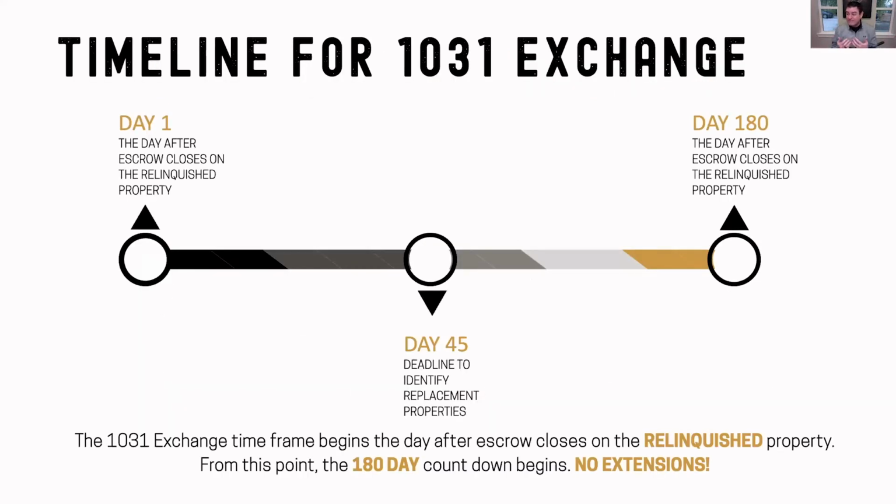All right, what's the timeline? Well, the timeline is really tight. It's 180 days. So from day one, the day that you sell your property, you have 45 days to identify other replacement properties and then 180 days to close. That deadline is not movable. It is rigid. So don't delay. You've got to complete your entire transaction inside of that 180 days.